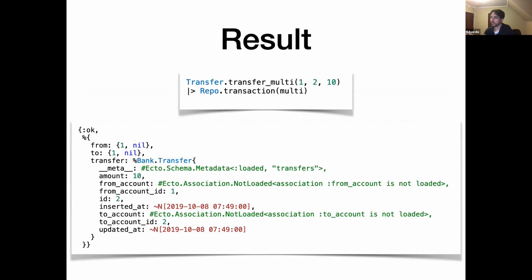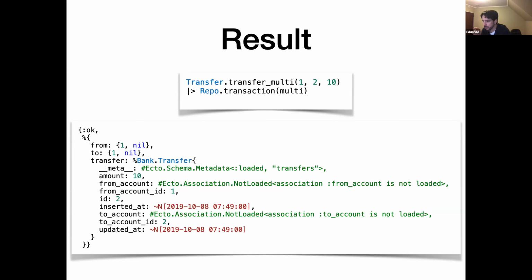So to get the actual result, you need to do something like this. You call transfer multi, here are the IDs 1 and 2, and I want to move $10 from account 1 to account 2. Then I pass it to Repo.transaction. That same place where I used Repo.transaction and sent a bunch of things happening, that's basically how Repo.transaction works. So this is basically saying to the database, hey, here is a list of operations, execute them in this specific order. And this is the result.